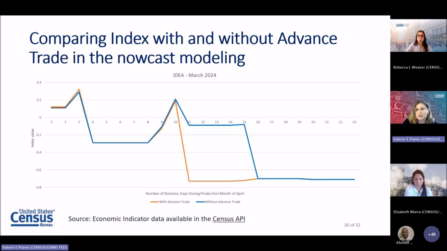Comparing the index values with and without advanced trade in the nowcasting model, the graph has the index values for each day in the March production month. The goal here is to reach the final index value as early as possible in the month. Again, notice that on day 11, the orange line, which includes the advanced trade in nowcasting, jumps down to the final index value, while it takes some time until day 16 for the blue line to reach that same value.